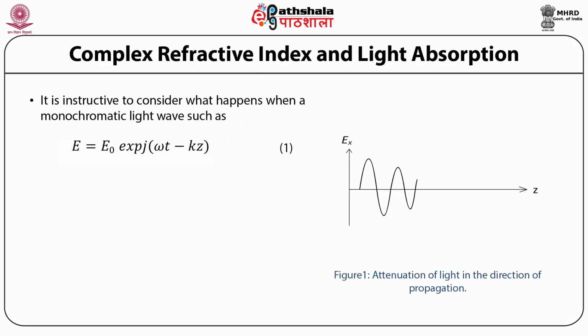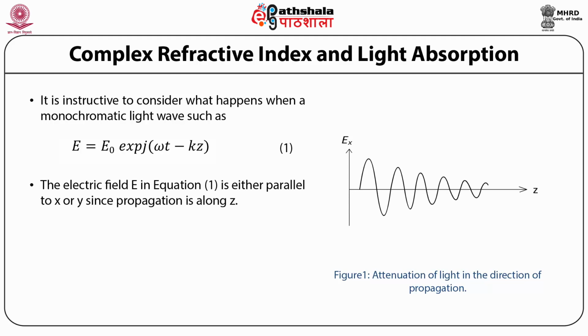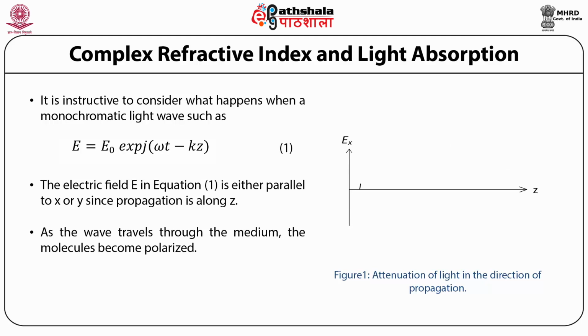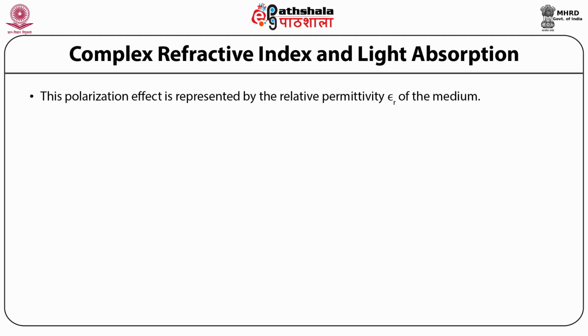It is instructive to consider what happens when a monochromatic light wave such as E equals E0 exponential j of omega t minus kz is propagating in a dielectric medium. The electric field E in equation 1 is either parallel to x or y since propagation is along z. As the wave travels through the medium, the molecules become polarized. This polarization effect is represented by the relative permittivity epsilon r of the medium.